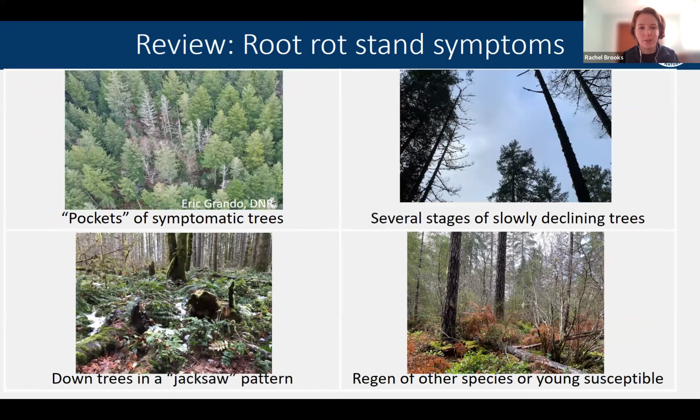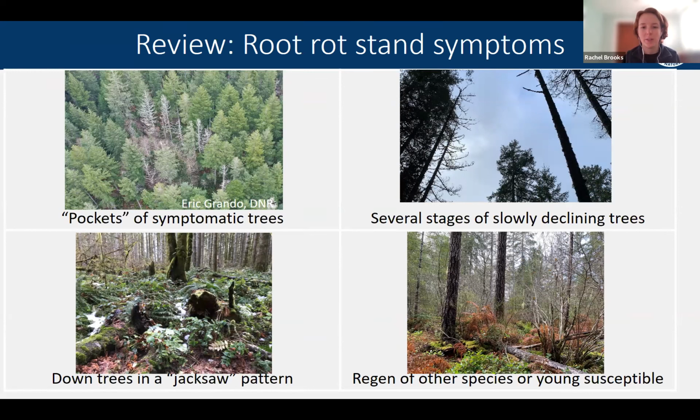This is going to look at 2 slides we looked at yesterday. This is a slide showing root rot stand symptoms, so the big level things we look for when we're walking in the woods, thinking about what might be killing our trees. The first thing is that pockets of symptomatic trees are seen, meaning that they're all clustered. Second is you look for several stages of slowly declining trees.